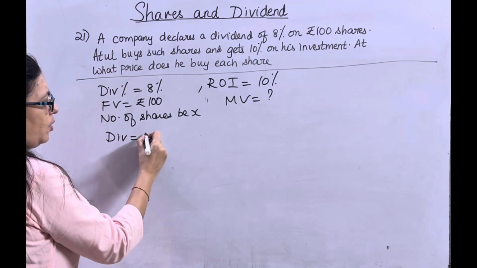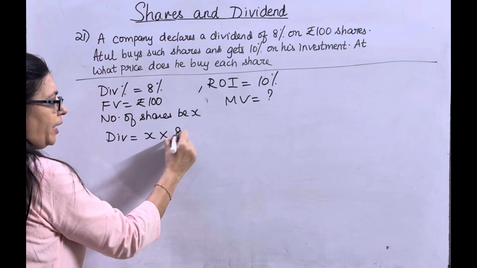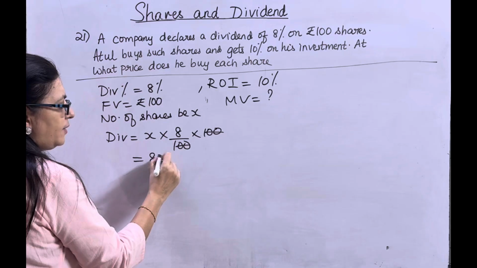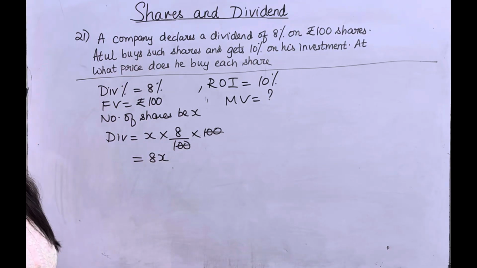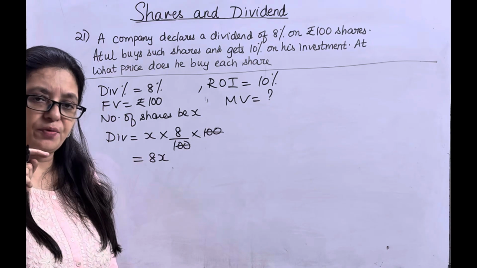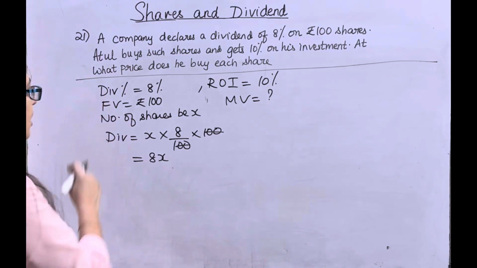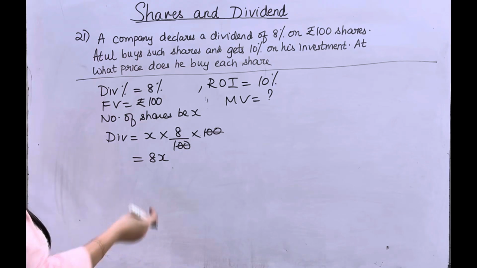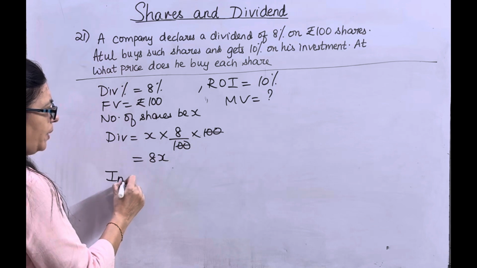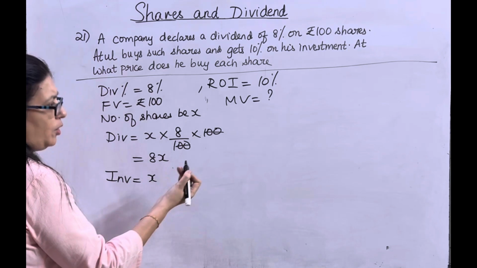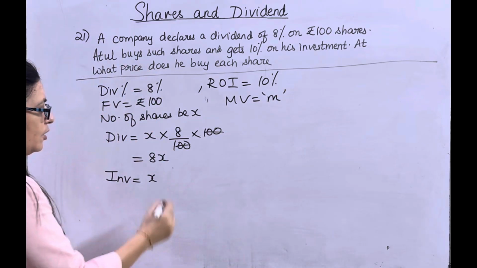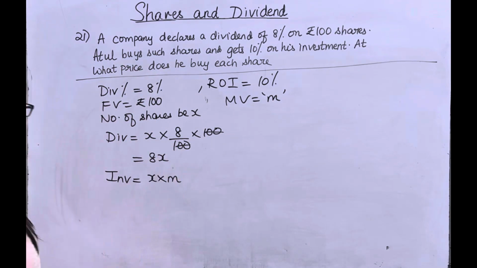Dividend is equal to number of shares times 8% times face value. So dividend is 8x. Why are we finding dividend? What is the formula to find return on investment? It is dividend upon investment times 100. Okay. Now, what is the investment? Number of shares is x. We don't know the market value. So the investment would be x times, let's take market value as M. So x into M.